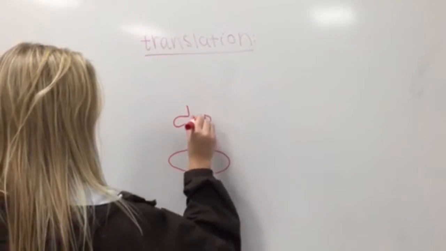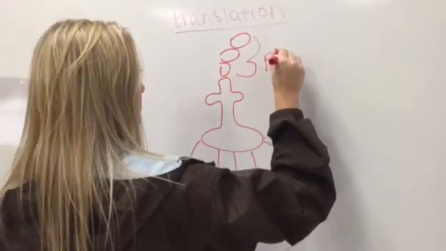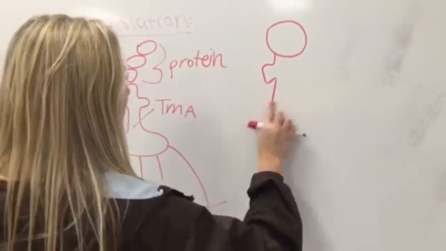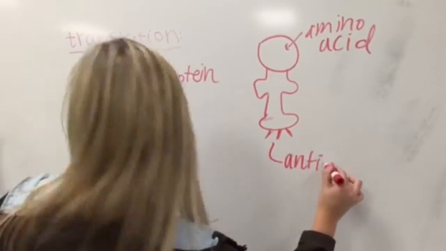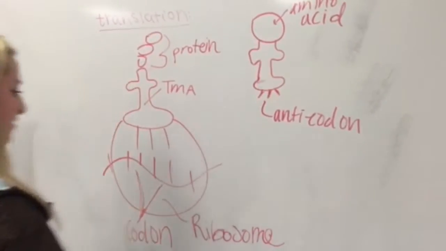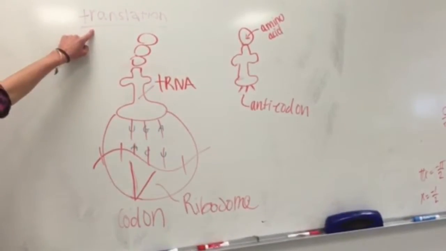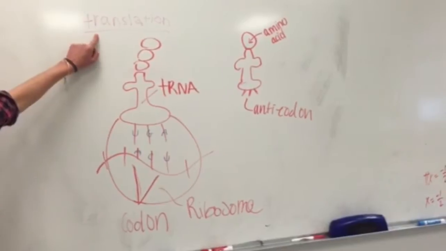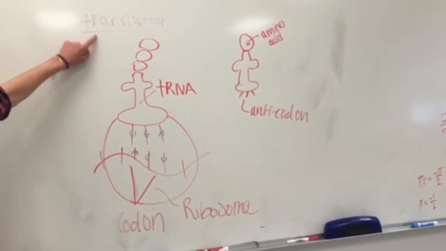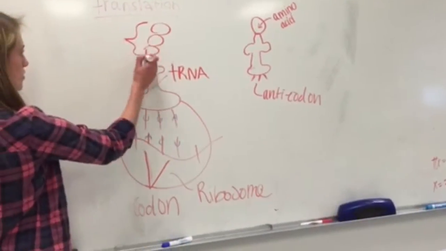Now comes the process of translation. As we mentioned before, translation is the process of proteins being assembled at the ribosomes. This is also the primary purpose of translation, which is to produce proteins.